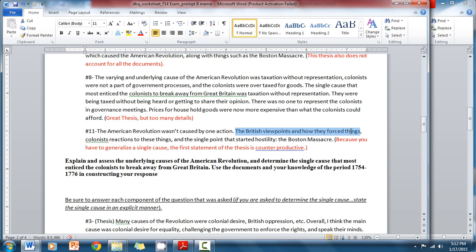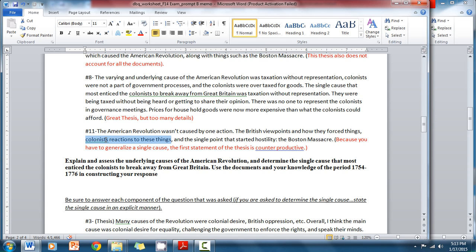So the British viewpoints and how they forced things. Okay, so that's a cause. So maybe you could reword that. I'm trying to think. Force things. All governments force things. So maybe, I don't know, you just have to figure out a way to reword this. I'm not sure of your intent right here, but a cause could be that the colonists developed different viewpoints of the British. So that's like changing ideologies, that the colonists experienced changing ideologies. But about force things, I'm not sure how you can reword that part.